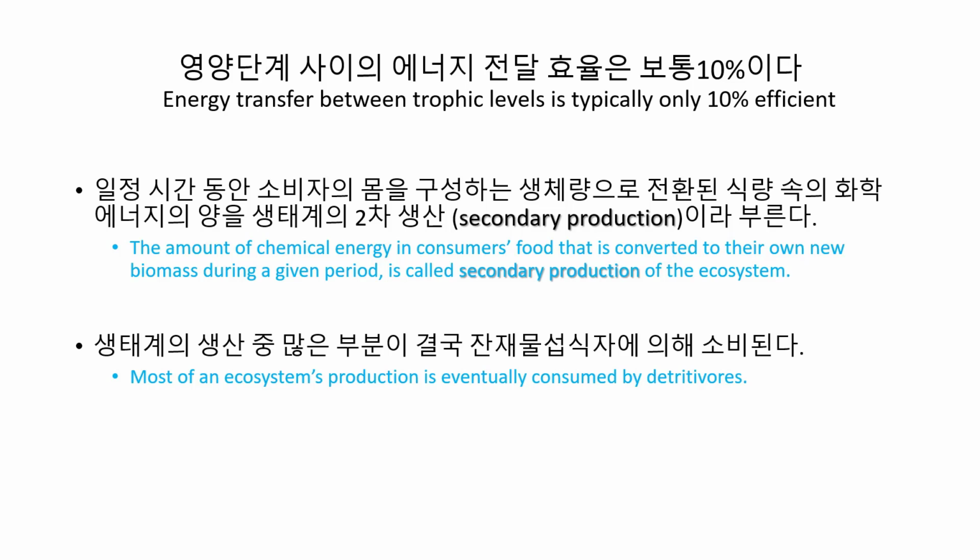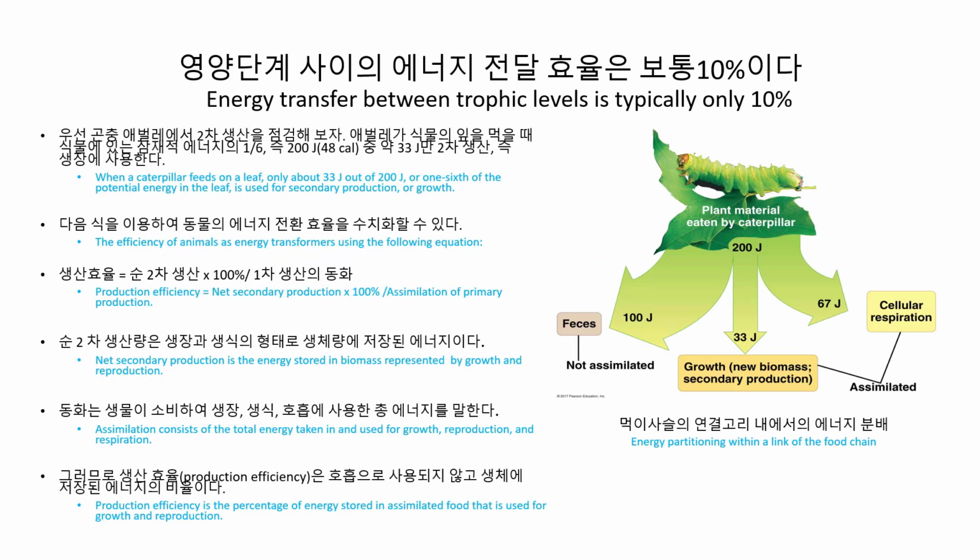Now let's look at the process of energy transfer more closely. So let's look at secondary production in a caterpillar. When a caterpillar feeds on a leaf, only 33 joules out of 200 joules, or 1/6 of the potential energy in the leaf, is used for secondary production or growth. The caterpillar stores some of the remaining energy in organic compounds that will be used for cellular respiration and passes the rest in its feces.